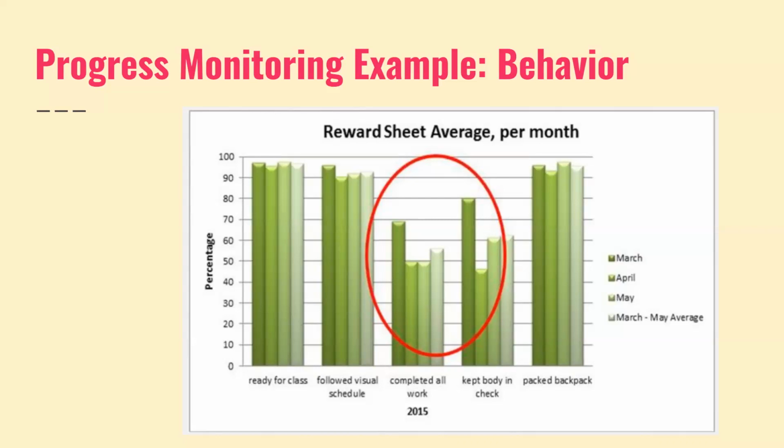In this specific example, we can see that the student is excelling at being ready for class, following a visual schedule, and packing their backpack. The student still needs work on completing work and keeping their body in check. This example shows how powerful progress monitoring data can be because it shows which skills educators need to focus on and also which successes can be celebrated.